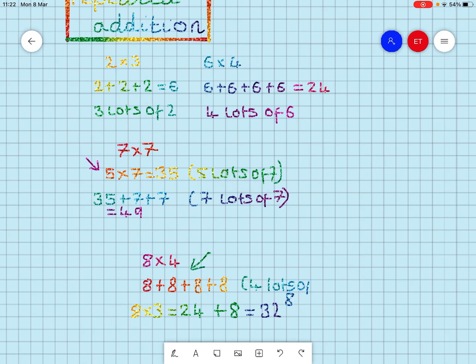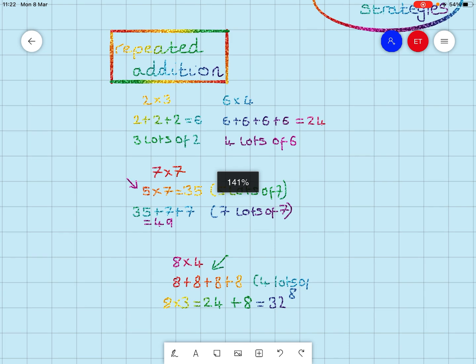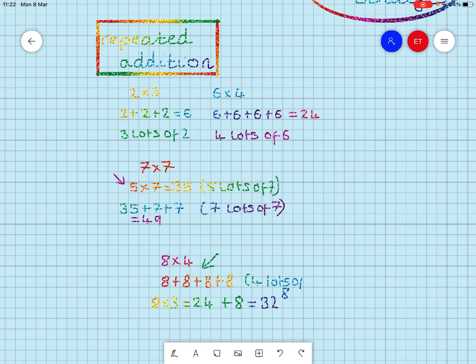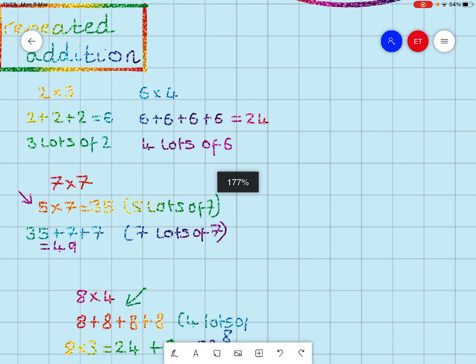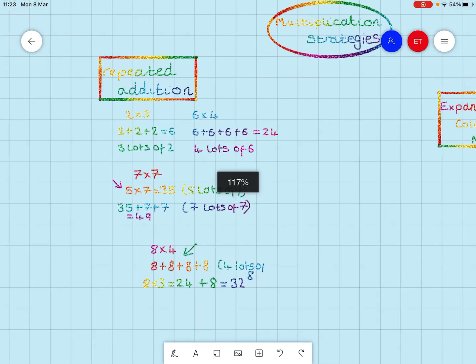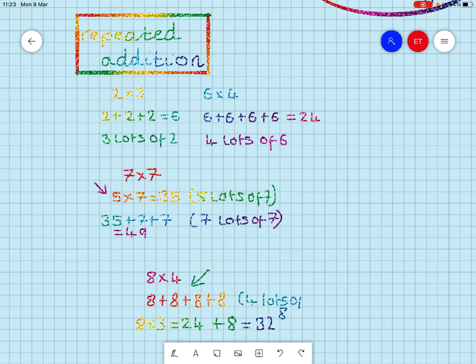So that is how to use repeated addition. You're just adding the same number, the amount of times you're needing to multiply it by. And you can use your knowledge of your times tables to add on to get an answer that you weren't sure of in your times tables. Okay, so if you aren't very confident with multiplication, I would stick to this method until you start to understand your times tables and get to grips with it and feel more confident, okay?